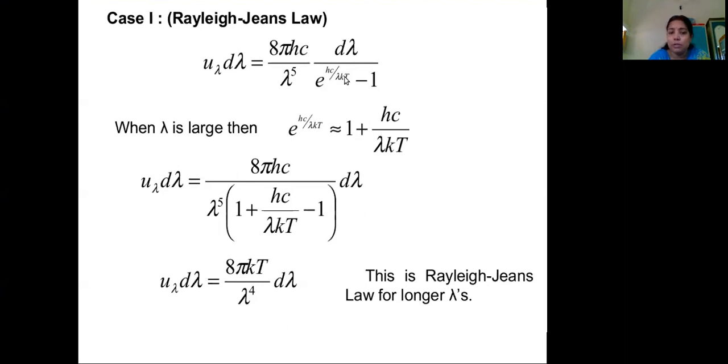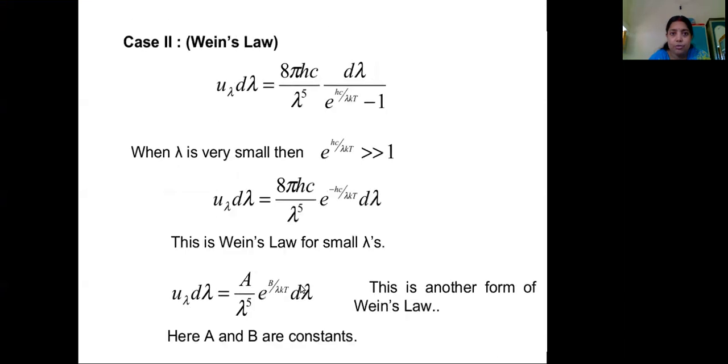Put it in the formula, this 1 and 1 will cancel, hc will cancel, kT will go up and 1 by lambda will cancel. So ultimately we will get u lambda d lambda equals 8 pi kT by lambda to the power 4 into d lambda, which is the Rayleigh-Jeans law for the longer lambda region. Case 2 will be Wien's law, which is valid for the lower lambda region.